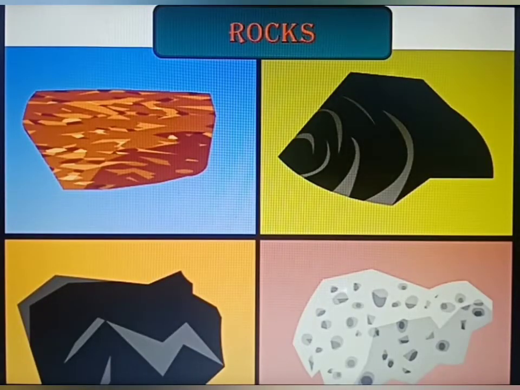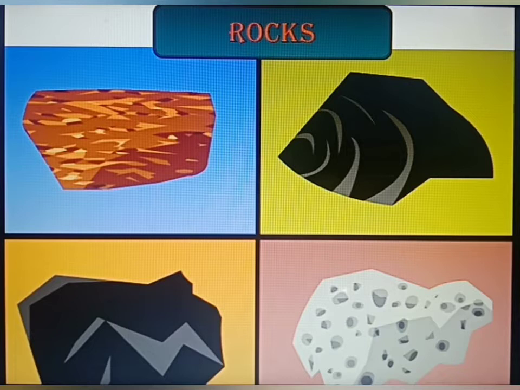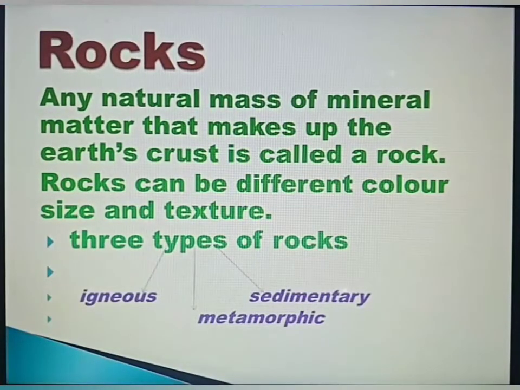Our Earth's crust is made up of various types of rocks. Depending upon their formation, they are named differently. Rocks can be made of one mineral or two or more minerals. These are formed because of the continuous process happening inside and outside of our Earth. Rocks: any natural mass of mineral matter that makes up the earth crust is called a rock. Rocks can be different in color, size and texture.